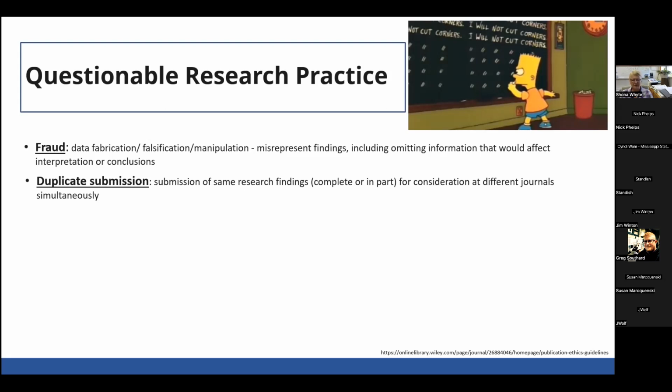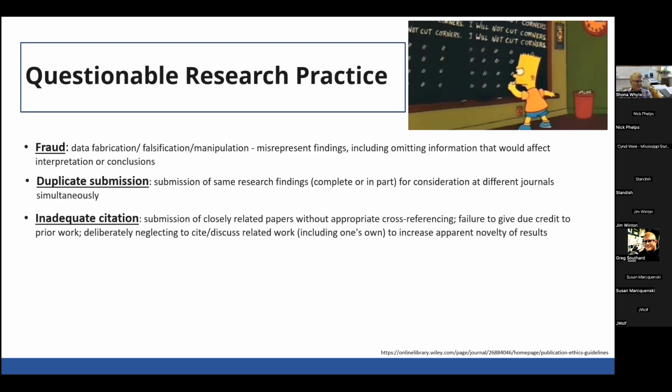Duplicate submissions, and I've seen this where we've had publication manuscripts submitted to the journal with research findings, and then come to find that it's actually being published in other journals or other publications such as magazines or industry magazines or technical literature.